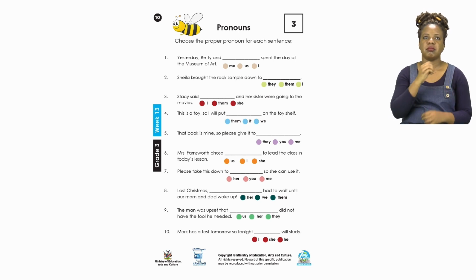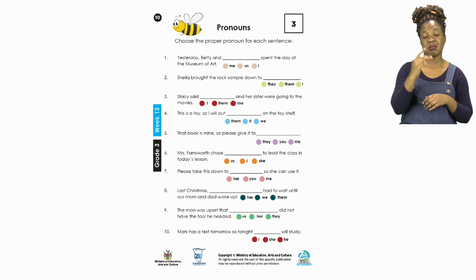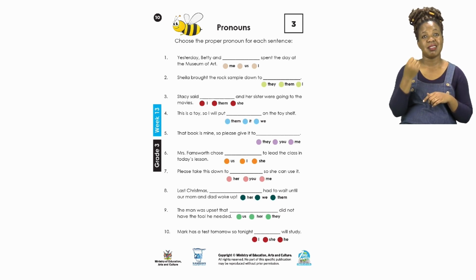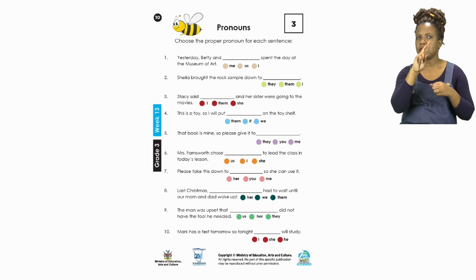Number 10. Number 10 says, Mark has a test tomorrow, so tonight Dash will study. Now again, we've been given 3 choices. There is I, she, and he. Now in this case, we need to know that Mark is a boy. So we know that we're looking for something or a pronoun that is used for males. Let's try and use the word he.